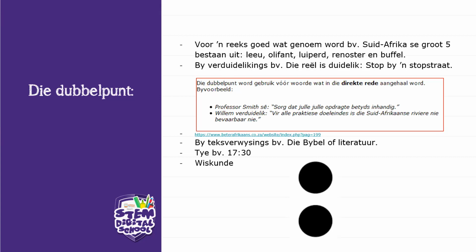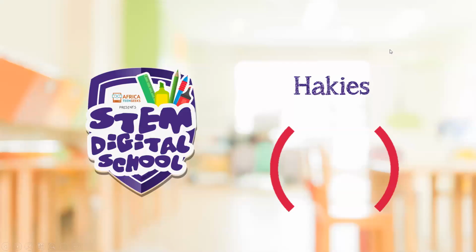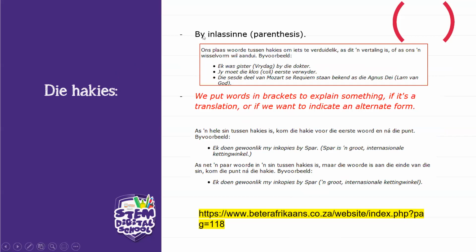Okay, I'm going on. Guys, I think we're actually moving quite quickly. Then the hakies, in English, the brackets. We use it with inlassinne, as you know, parentheses. An example hier, ons plaas sinne tussen hakies om iets te verduidelik as dit 'n vertaling is. So we place words in brackets when we want to explain something that comes from a translation.